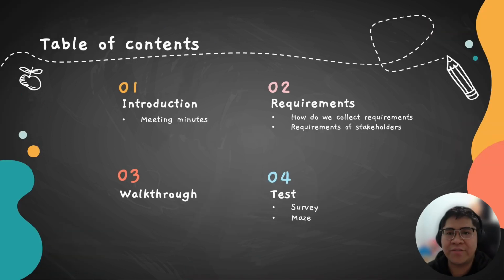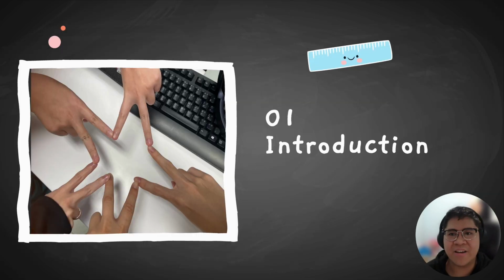A quick rundown of our agenda for this presentation. We'll firstly go over our introduction, or basically some logistical data to help you understand how we worked on this project. And then moving on, we're going to talk about the requirements. How do we collect them? And what are the different individual requirements of each stakeholder? And then afterwards, we'll go through a walkthrough of our prototype and application, and finally sum and wrap it all up with our testing, survey, and maze project. So please look forward.